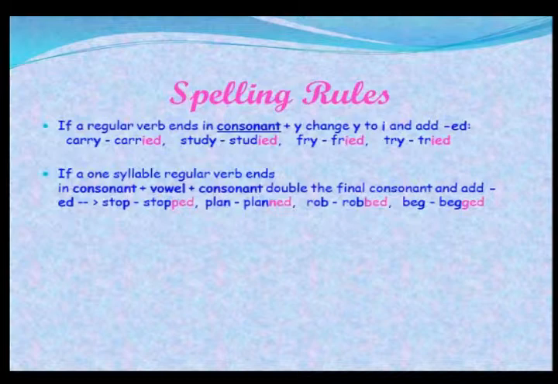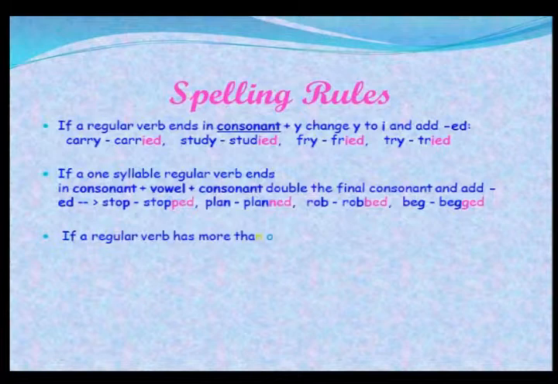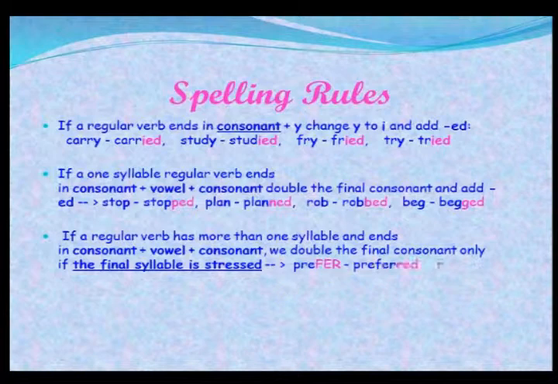We put one more p and ed. Plan, we put one more n and ed. Rob, we put one more b and ed. Bag, we put one more g and ed. If a verb has more than one syllable and ends in consonant plus vowel plus consonant, double the final consonant only if the final syllable is stressed.